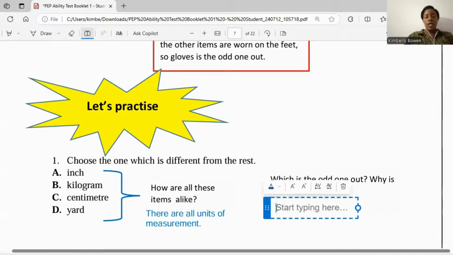The odd one out is kilogram because kilogram is used to measure weight. All the others are used to measure distance.